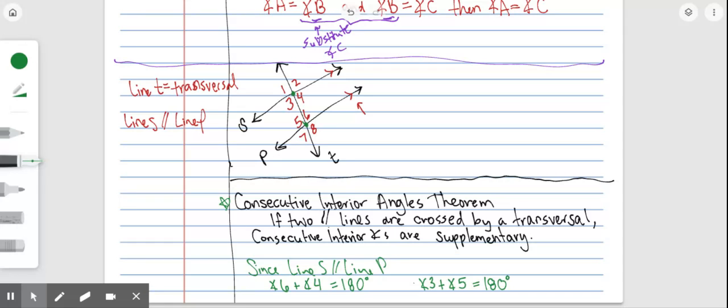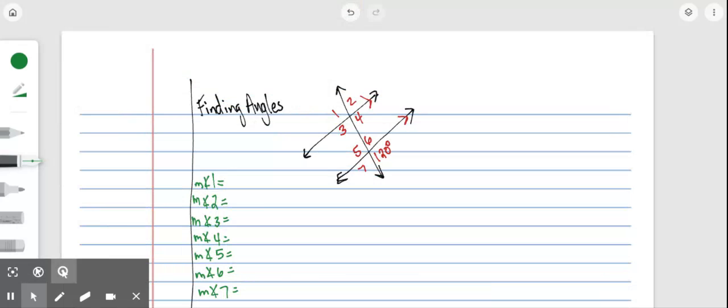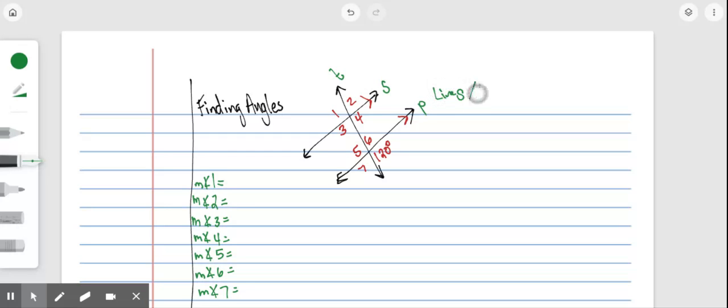So I'm going to start a new page, and on the new page, we're going to do some example problems, okay? So make sure that you pause this, you get that written down, and then we're going to do some example problems. All right, so I've drawn my 2 parallel lines crossed by a transversal. I'm going to label them. This will be line S and P and line T again. So I know that line S is parallel to line P, and that's because it's marked with these 2 red arrows in the same direction. And I know that line T is a transversal, and that's because it's crossing both lines S and line P.